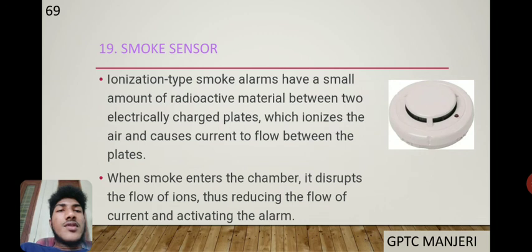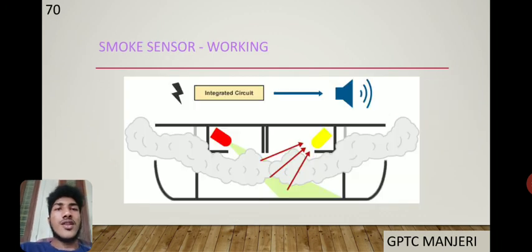The ionization type smoke alarms have a small amount of radioactive material between two electrically charged plates, which ionizes the air and causes current to flow between the plates. When smoke enters the chamber, it disturbs the flow of ions, thus reducing the flow of current and activating the alarm. This is the working diagram of the smoke sensor.